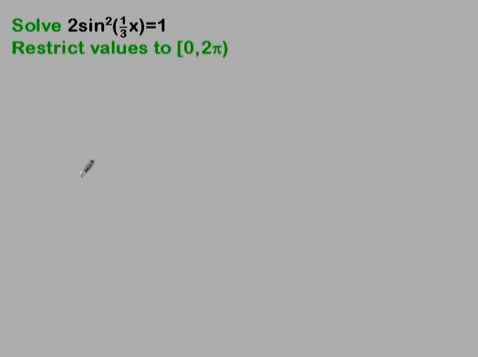Alright, our last example here, we have 2 times sine squared 1/3 x equals 1. And once again, let's isolate this sine squared 1/3 x. So I'm going to have sine squared 1/3 x is equal to 1/2. And once again, we're going to leave the 1/3 x. Don't mess with that. Let's undo this squaring. So I'm going to take the square root of both sides.